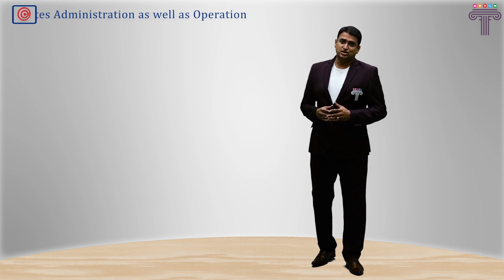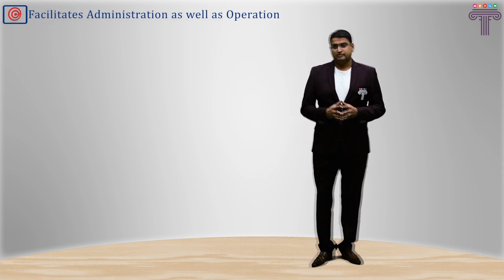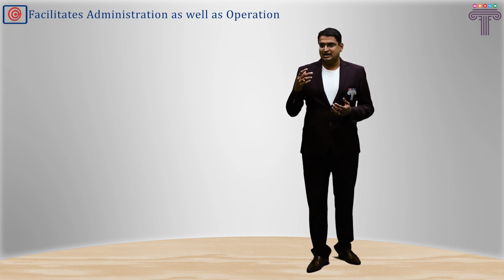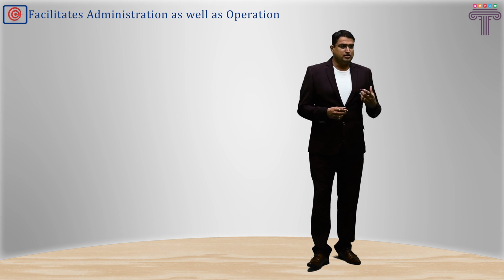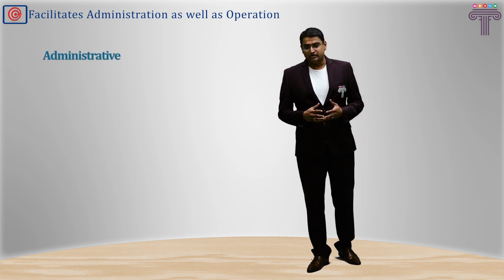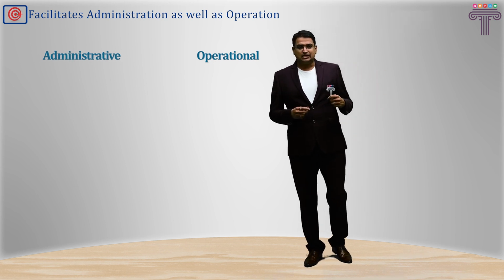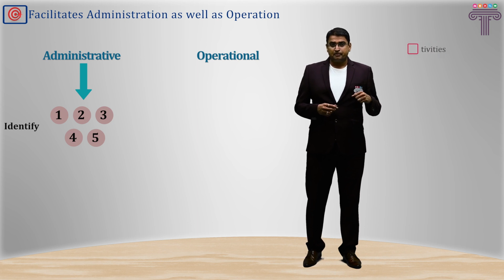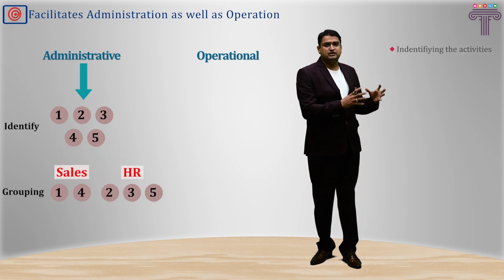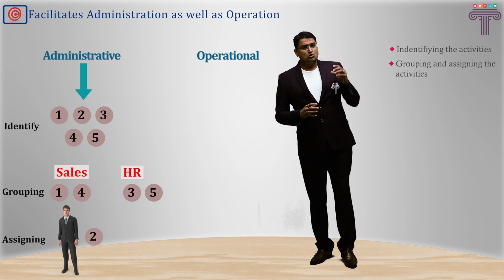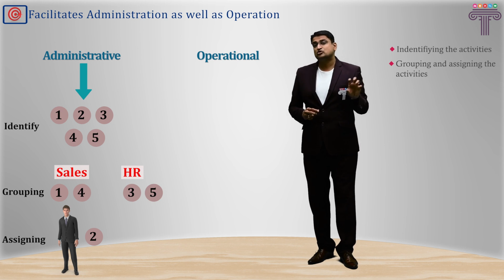One of the key importances of organizing is that organizing facilitates administration and operations. Before knowing how organizing facilitates administration and operations, let us understand what we mean by administrative activities and what are operational activities. Well, administrative activities are basically identifying the activities, grouping those activities into a specific department or area, and then assigning those activities. So what administration does, they identify, okay, this task has to be performed.